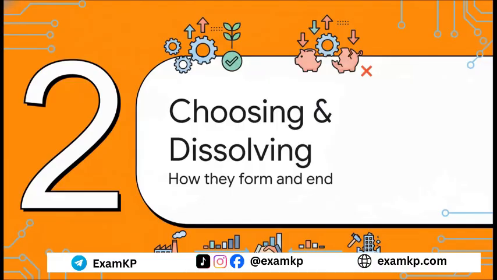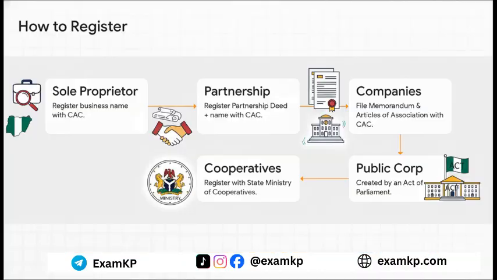So, we've met the different types of businesses, but now let's talk about their life story. How are they born and how do they end? So, where do you go to legally start a business in Nigeria? Well, for most of them, the journey begins at one place, the CAC, the Corporate Affairs Commission. A sole trader? Simple. You just register your business name. A partnership, you have to register that partnership deed. For companies, it's a bit more serious. You have to file two big documents, the memorandum and articles of association.